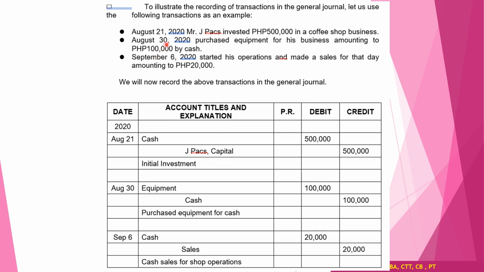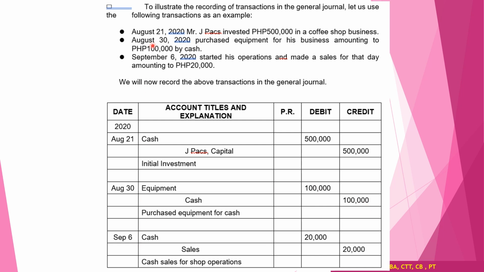Next, for August 30, 2020, purchased equipment for his business amounting to 100,000 by cash. So you write the date here, August 30. So debit account, we have equipment, credit, cash. Explanation is to purchase equipment for cash at the amount of 100,000.